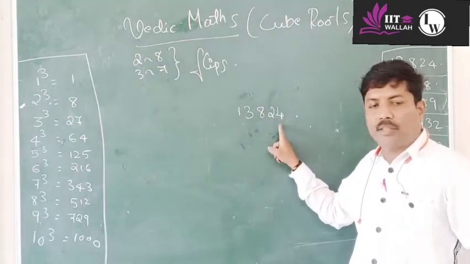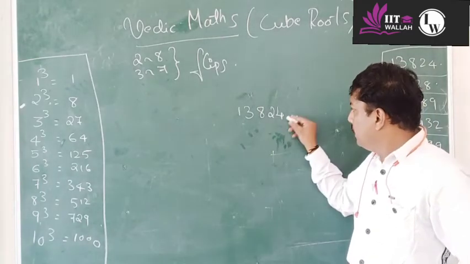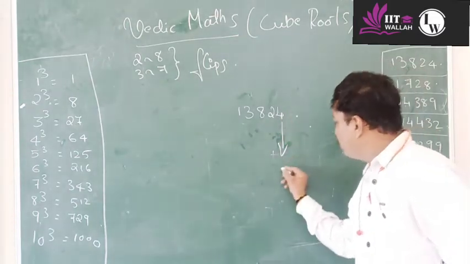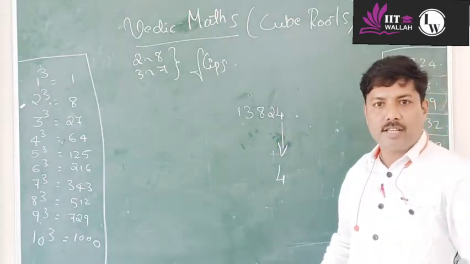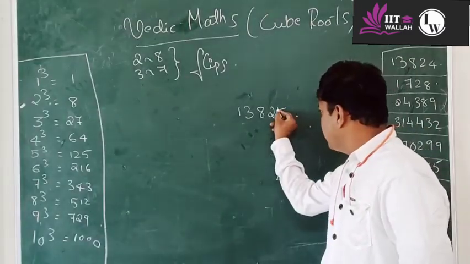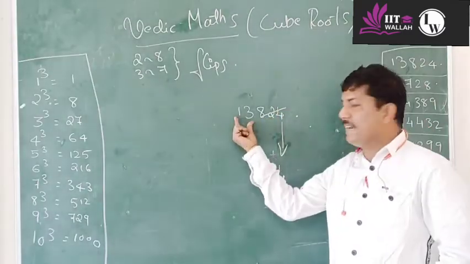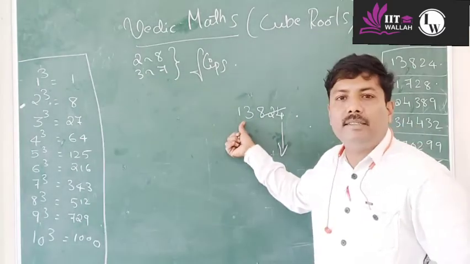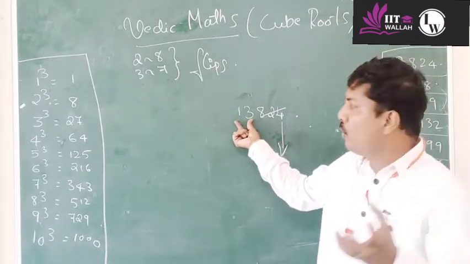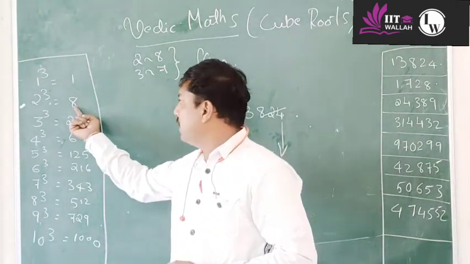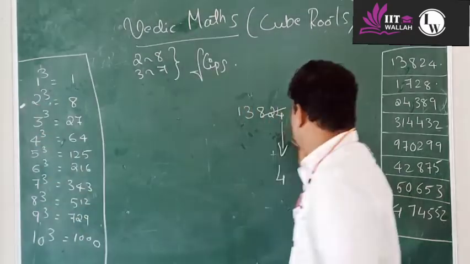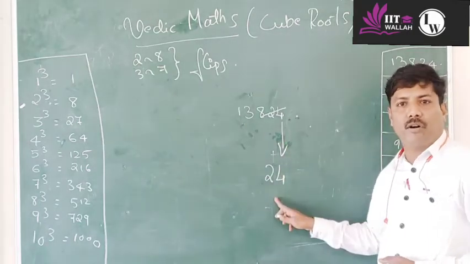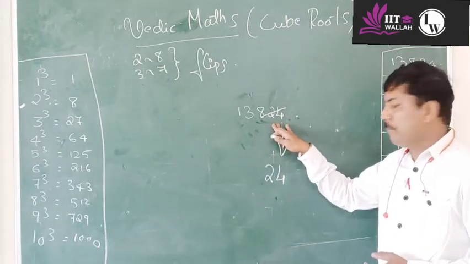So, this number ends with 4. From the table, you know that if a number ends with 4, its cube root also ends with 4. Then cut the first 3 digits. What is the remaining number? 13. Now look at the table: which perfect cube is less than 13? This is 8, and the cube root of 8 is 2. So here it will come to 24. The cube root of this big number is 24.